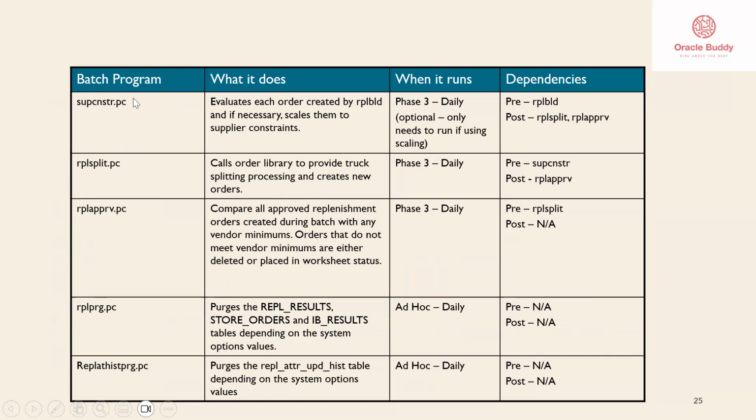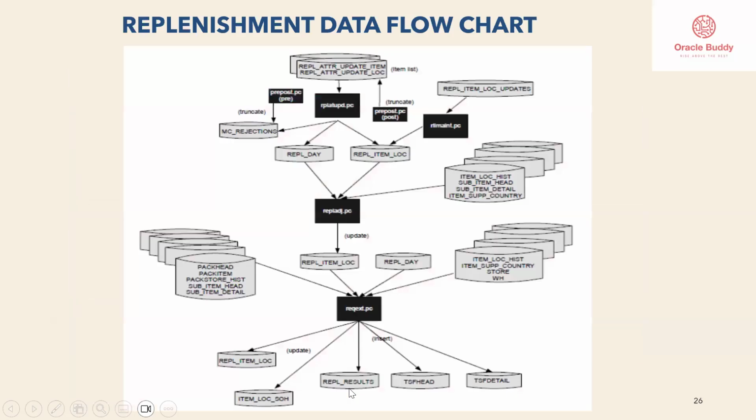Next is supcnstr.pc. It evaluates the orders created by Ripple build and, if necessary, scales them based on supplier constraints. Ripple split will provide the truck splitting. Ripple approve will approve replenishment orders created during the batch, with any vendor minimums. Ripple purge purges the Ripple results, store orders and IB, which is inventory buy results tables, depending on the system option value. And the last is Ripple athistprg.pc, which purges the Ripple attribute update history table depending on the system option.